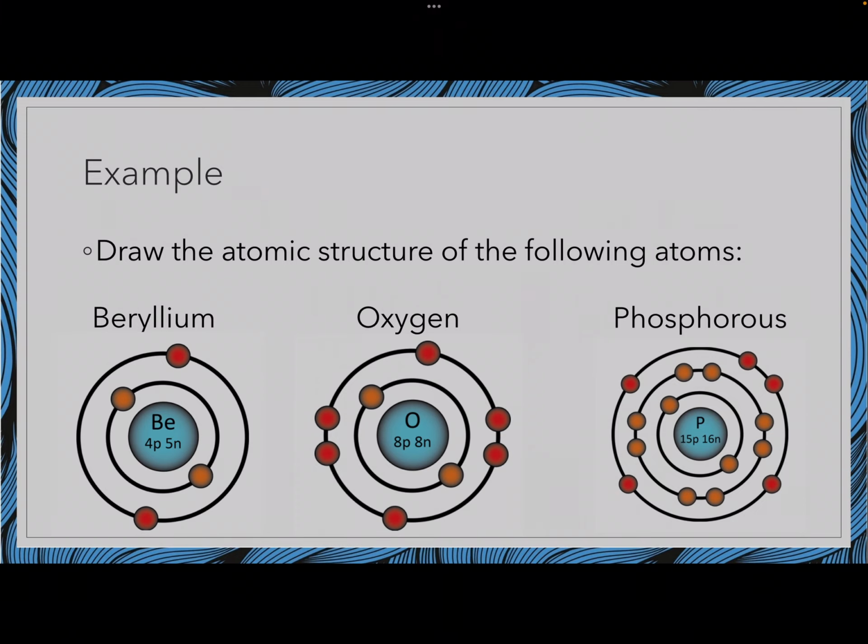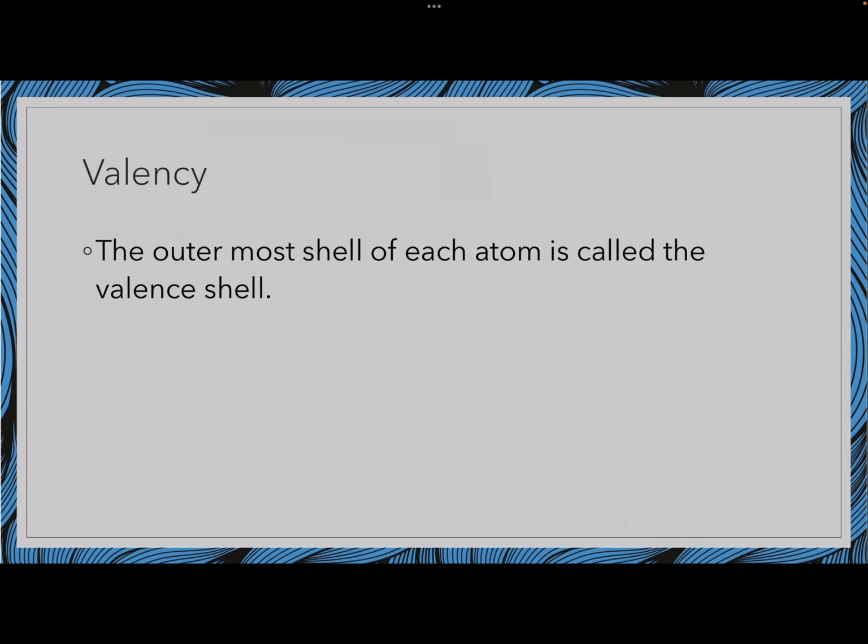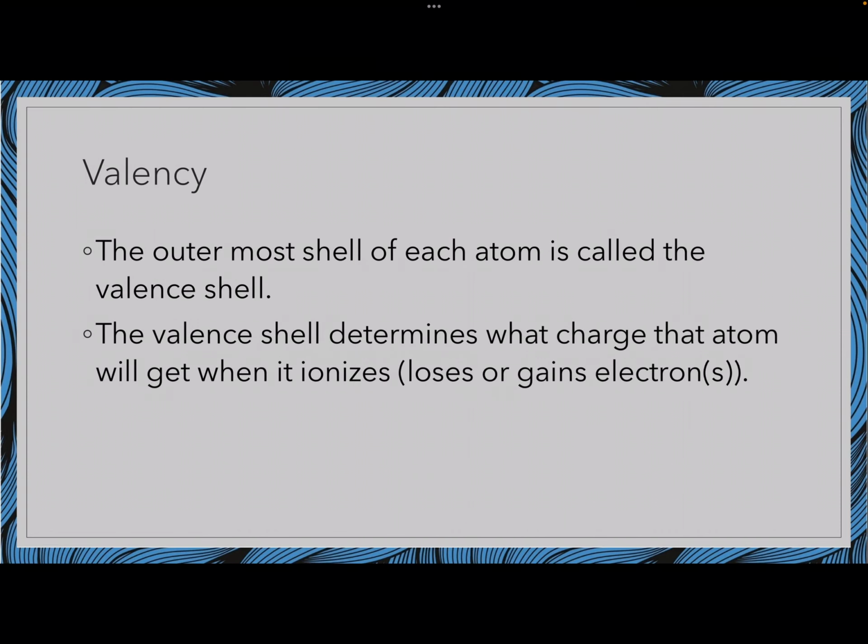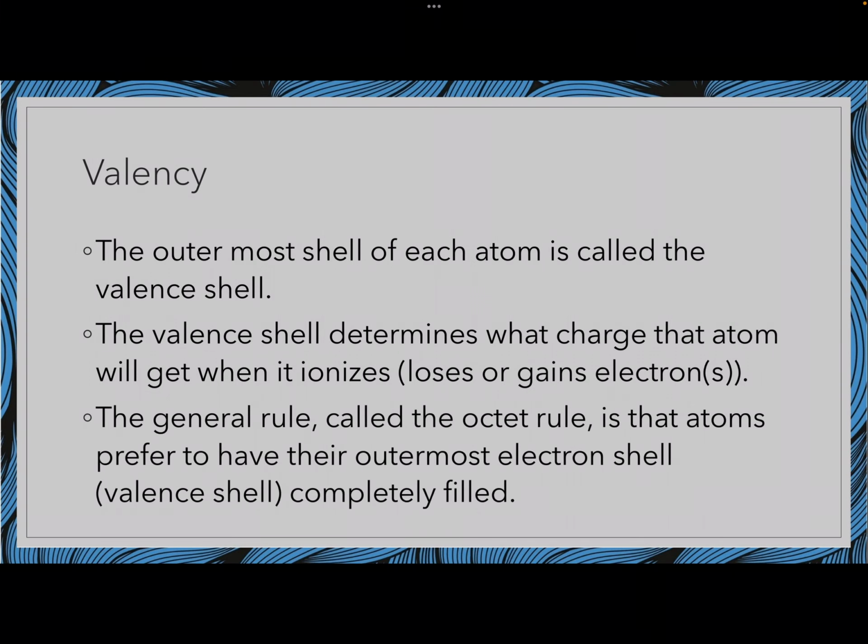The next thing we're going to talk about is what we call valency. So the outermost shell of each atom is called the valence shell. Now, the valence shell determines what charge the atom gets when it ionizes, and also determines a lot of the chemistry that occurs when that element undergoes a reaction. So the general rule we call the octet rule. So you'll need to remember this rule because we use it a fair bit throughout Module 1. And the basic rule is that atoms prefer to have their outermost electron shell completely filled.